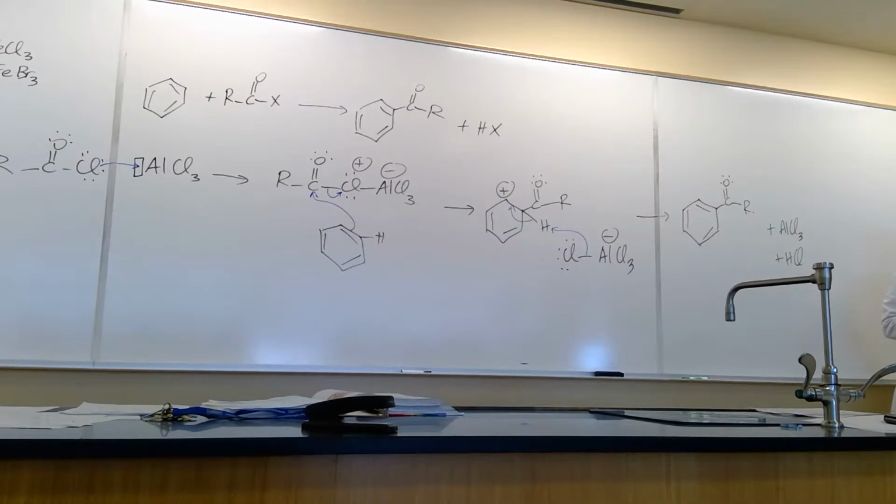But this reaction requires an additional step. Why? Because the oxygen is very nucleophilic. And this is what? Lewis acid. So guess what's going to happen? This will attach to here. So the carbonyl group can reattach again to the aluminum chloride.